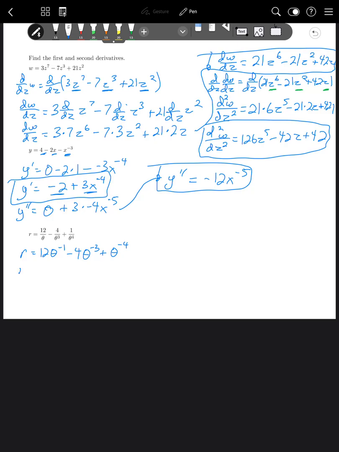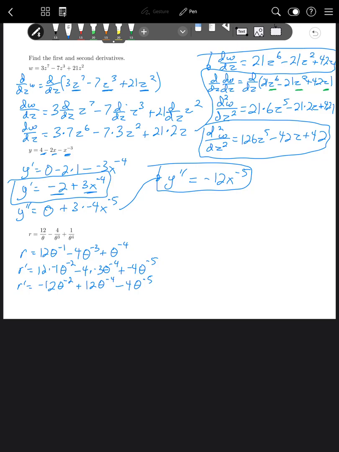So this would be r prime equals 12 times negative 1 theta to the negative second minus 4 times negative 3 theta to the negative fourth plus negative 4 times theta to the negative fifth. And then multiply that out. So r prime is negative 12 theta to the negative second plus 12 theta to the negative fourth minus 4 theta to the negative fifth.